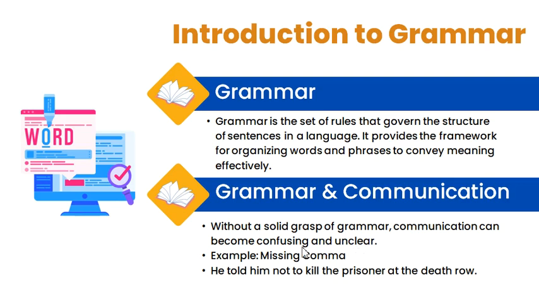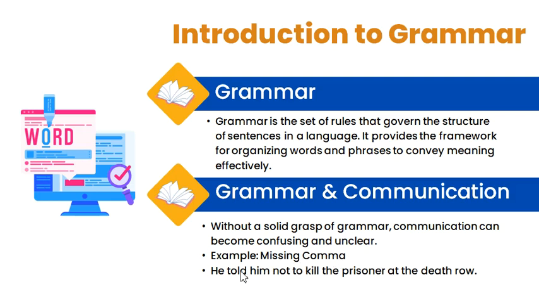For example, if you are given a sentence like this: he told him not to kill the prisoner at the death row. What does it mean? Look at that. This might be a letter written from the police chief to one of the soldiers. The statement says: he told him not to kill the prisoner at the death row. Does it mean that the chief officer wanted the prisoner on death row to be killed or not to be killed? You see, it depends on how we use a comma.